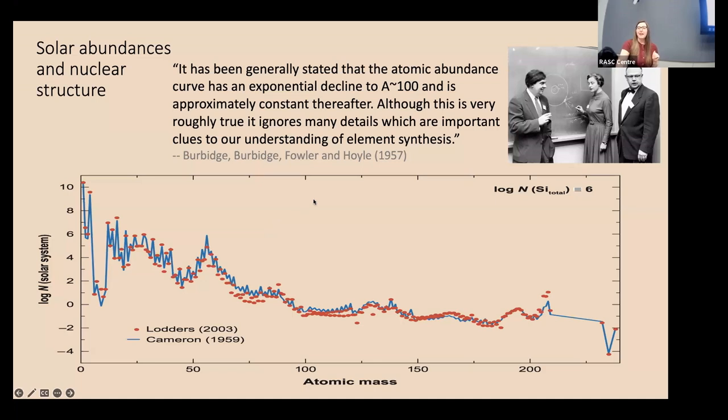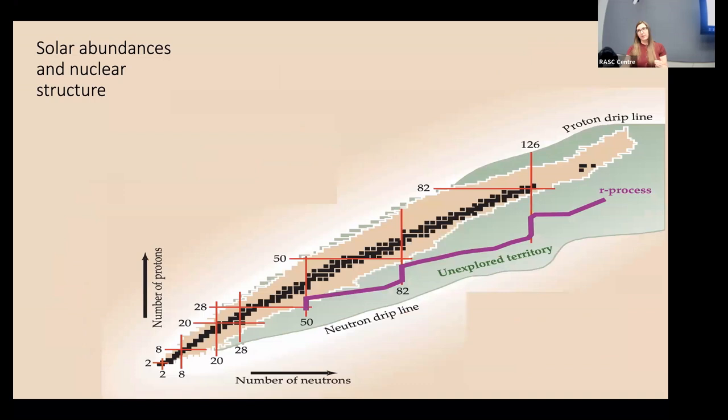So here's the quote. "It has been generally stated that the atomic abundance curve has an exponential decline to A of 100 and is approximately constant thereafter. Although this is roughly true, it ignores many details that are important clues to understanding heavy element synthesis." So yeah, you look at this and it's just falling off and becoming a small amount, but there's a lot of structure in here that's heavily connected to the nuclear physics and the nucleosynthesis that's going on. So let's take a closer look at that.